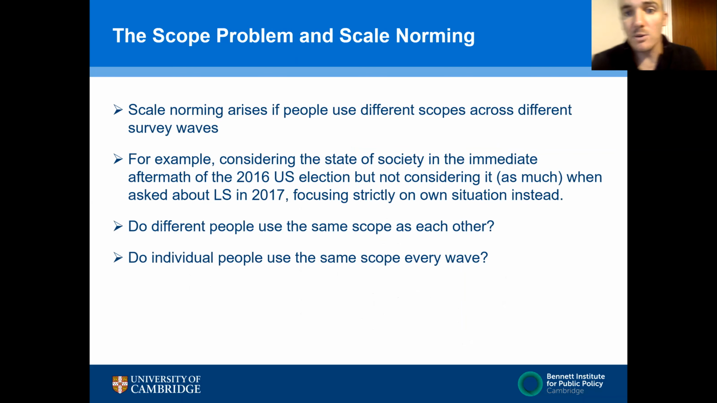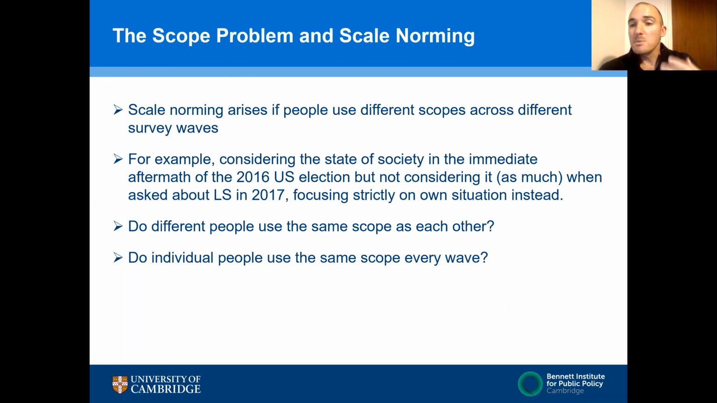Now, scale norming would arise if people use different scopes across different survey waves. So for example, you're interviewing the same person every year at the same time, maybe December, right? If you interviewed them in the wake of the 2016 US election, particularly if they were a Democrat, they might be really thinking a lot about the state of society rather than the state of their own life. Right? And that's going to inform the scale that they use and the possible lives that they think about.